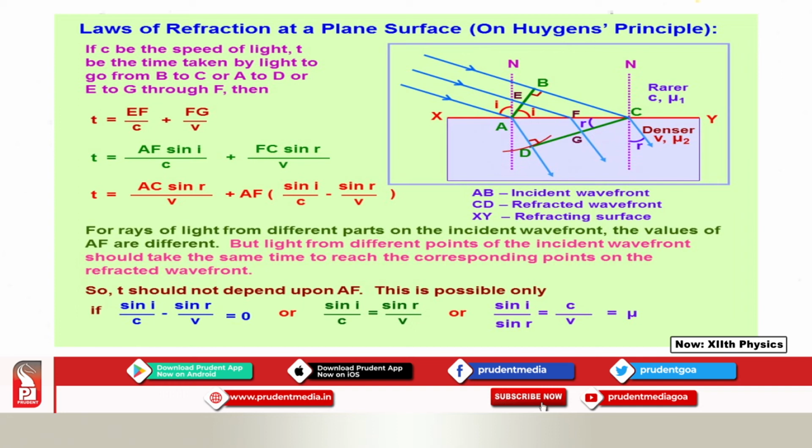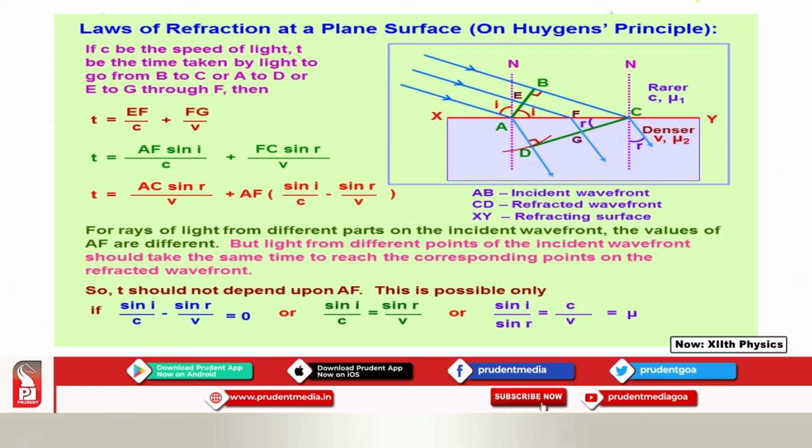Now I will move to the next one. Again, AF is equal to, we take the difference of those two over here, which is AC sine I upon this. We can simplify this factor, and then it should not depend upon AF. This is possible when sine I upon C minus sine R upon V equals 0. This is not possible otherwise, because for the rays of light from different parts of the incident wavefront, the values of AF are different. So we consider only this, which does not depend upon F. This is possible only if this is the condition.